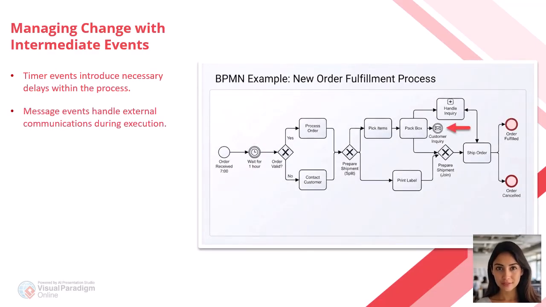When a message arrives, a message event can interrupt the current task. This allows the process to handle inquiries or updates without stopping the entire workflow. Upon receiving a message, the process can branch into a sub-process to handle the issue. Once resolved, the main flow resumes, ensuring continuity and efficiency.